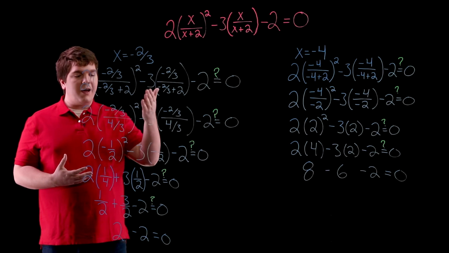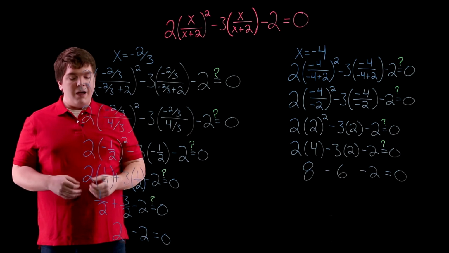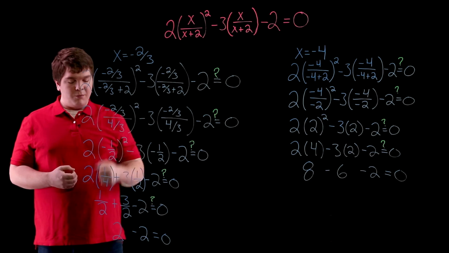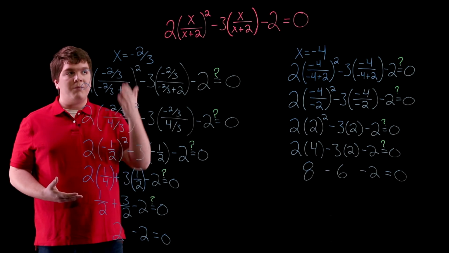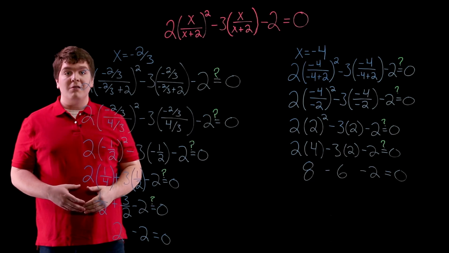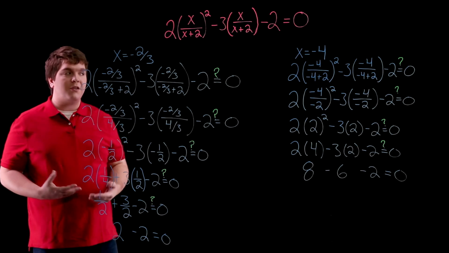From here we simplify, and we find that this reduces to 2 minus 2, which is equal to 0. So x equals negative 2/3 is a solution to the original equation.